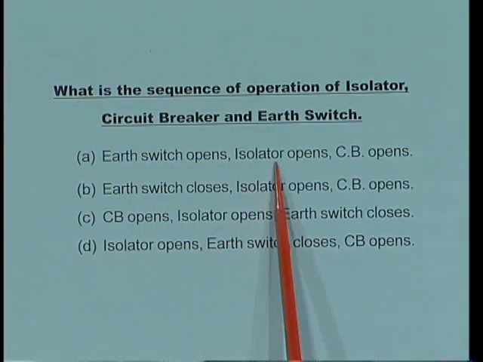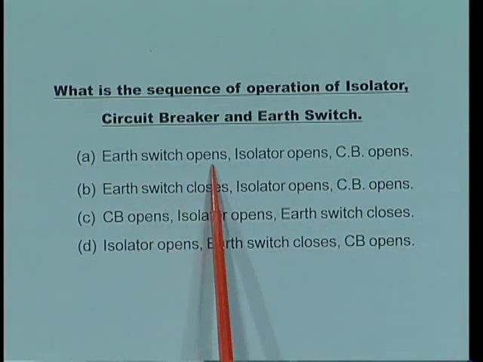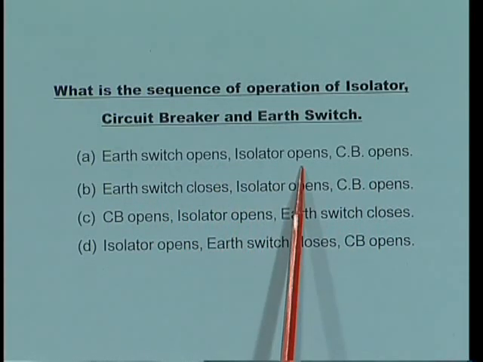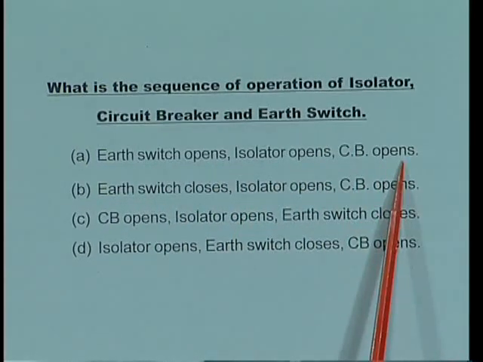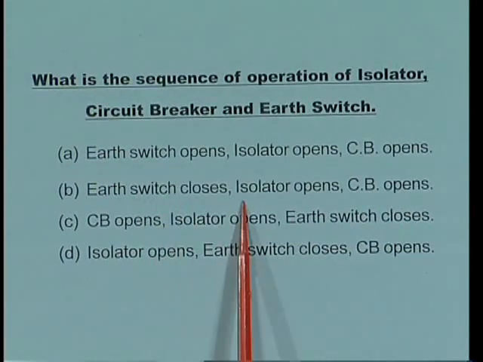Earth switch opens, isolator opens, circuit breaker opens. Normally, first we should not open the earth switch. Isolator also should not be opened. Circuit breaker should not be opened after opening these two. The second is earth switch closes, isolator opens, circuit breaker opens. Again, this is also not correct.